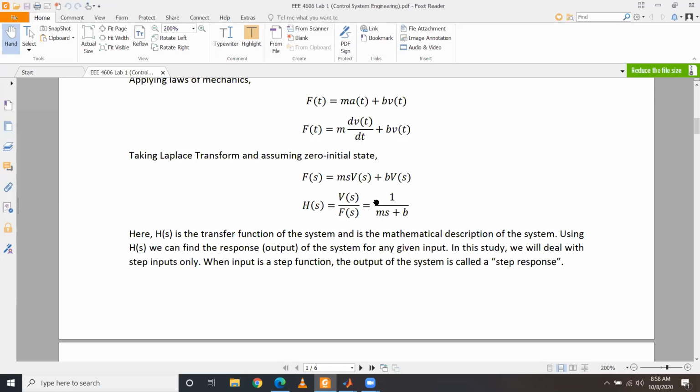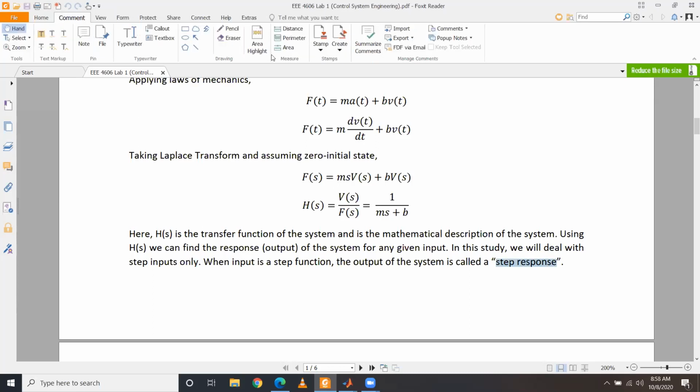So in this lab, we'll be concerned with testing using very simple inputs. Normally the simplest types of test inputs or test functions that are used to observe the characteristics are the step, ramp, and impulse functions, right? They're used as the input and the corresponding output is observed. In today's lab, we'll be only observing the step response. Step response means basically the output when the input is a step function. And what is a step function? It's basically one, right? Yes, sir.